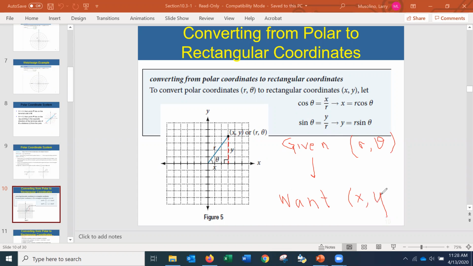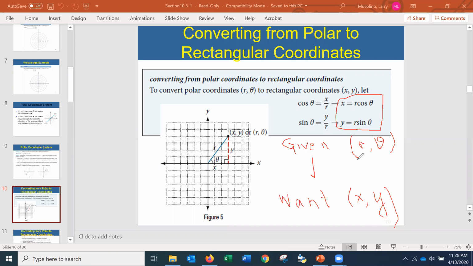Well, it turns out this conversion is going to be pretty easy because here are the formulas that you're going to use. I'll circle them here in red. If you want to know the x coordinate, just take r times cosine theta. If you want to know the y coordinate, take r times sine theta.